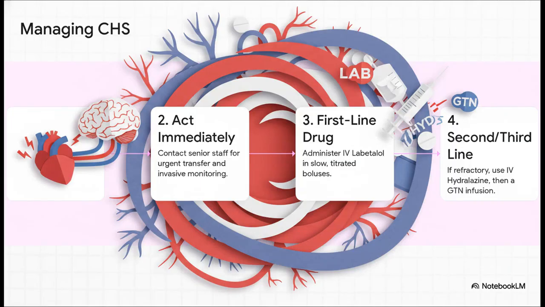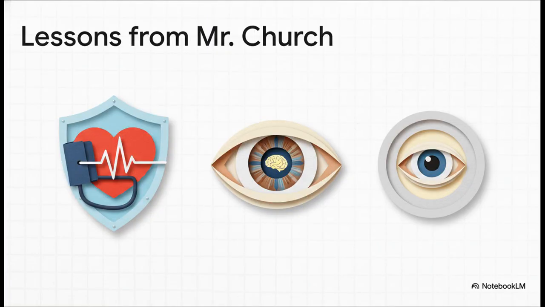Now, what's so great about this is that there's a clear, stepped protocol for this emergency. There is absolutely no time to waste. The team immediately kicks into gear with aggressive blood pressure control. First line is IV labetalol in careful, titrated boluses. If that's not cutting it, they move to hydralazine, and then if needed, a GTN infusion. The goal is singular and urgent. Get that blood pressure down, keep it tightly controlled, and reverse this process before it progresses to a bleed in the brain. Thanks to this quick, protocol-driven action, Mr. Church's symptoms resolve, and he makes a full recovery.